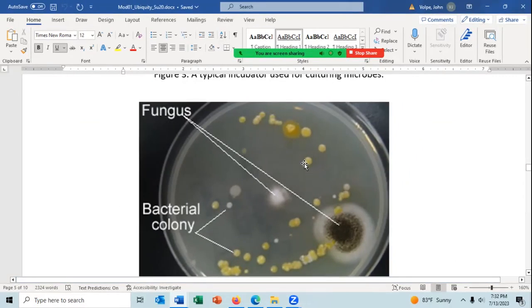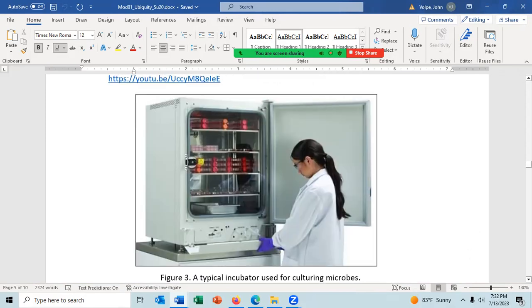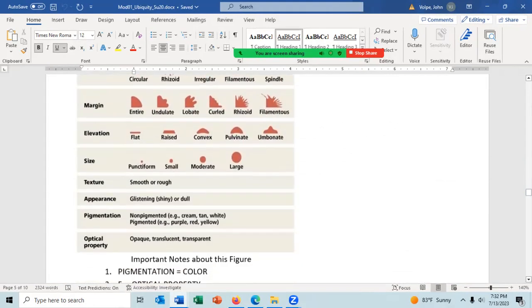This one is clearly glistening. This one is not. That one is not glistening either. That one is probably not glistening, but I'd like to actually look at it. That one probably isn't glistening either. I'd actually like to see it in real life to be certain of that. So the colony appearance can be glistening, that means shiny, or they can be dull.